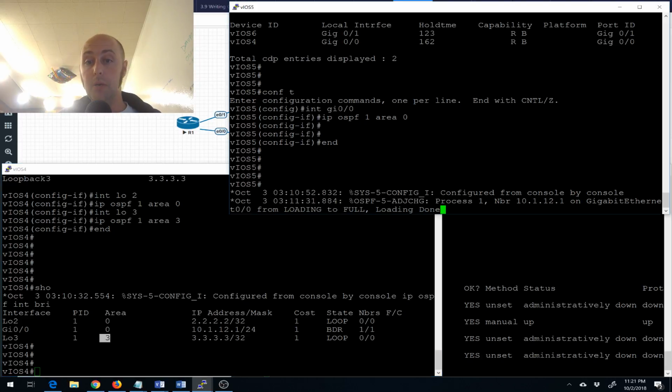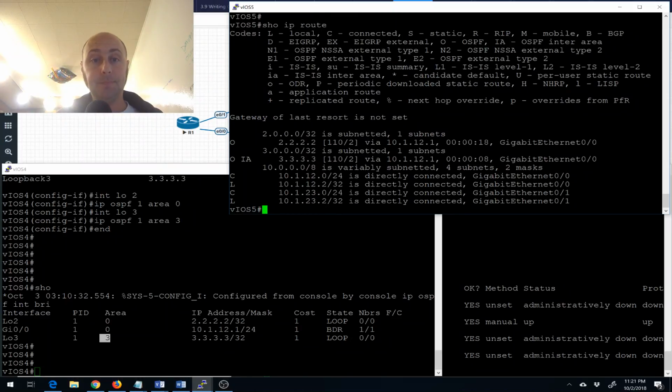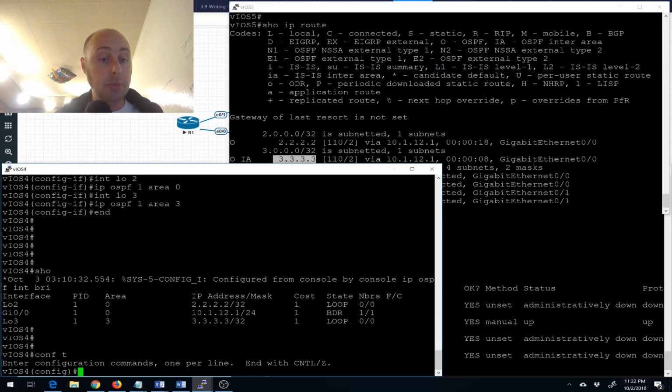So if we go to our OSPF neighbor, we should now see these in the routing table. We see our loopback 2 is an intra-area route, and loopback number 3 is inter-area. We don't see loopback 1 yet because we did not redistribute it yet.